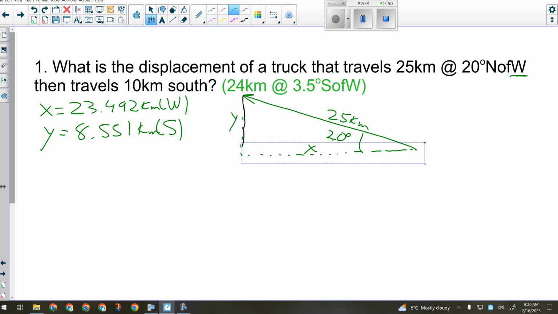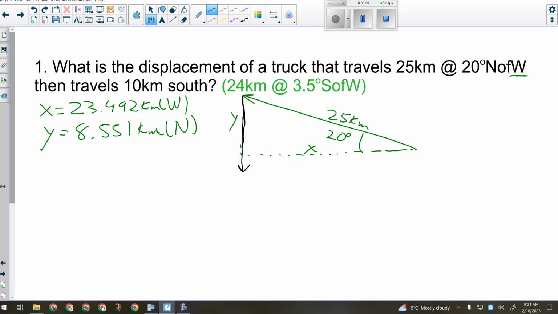Now, that's the side that helps me. I now know that this green line that I labeled as green y is only 8.551 kilometers long, and the line I'm about to draw is 10. So now I know this line's got to go just past that one. Everyone follow what I did there?